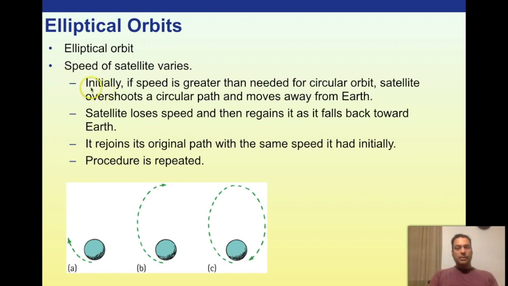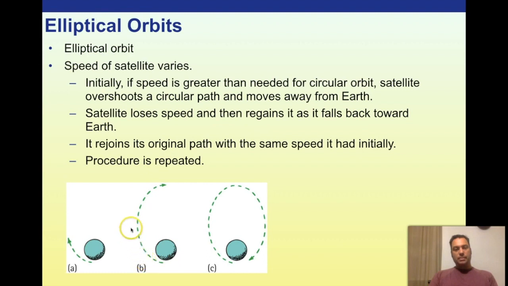So initially, if the speed is greater than that needed for a circular orbit, in the case of Earth, it would be over 8,000 meters per second, the satellite overshoots a circular path and moves away from Earth. Okay, so this is what we see here. Here's the launch, comes off like so. The satellite loses speed and then regains it as it falls back towards Earth.